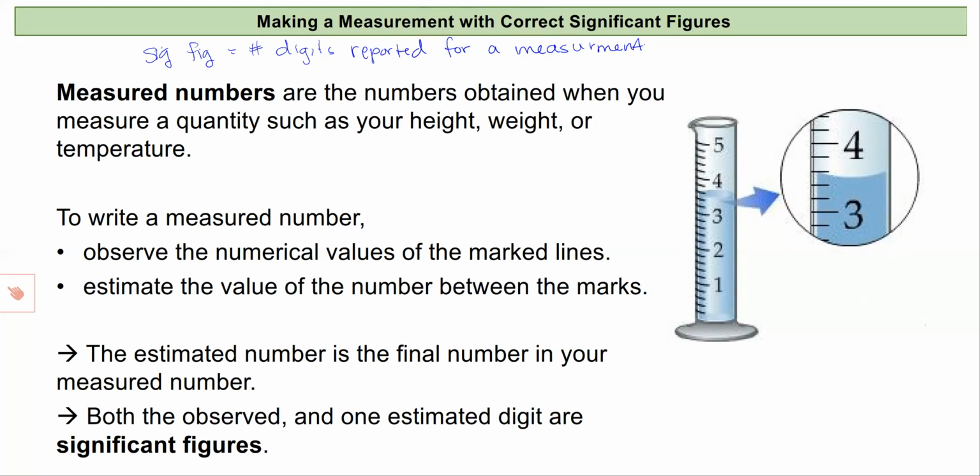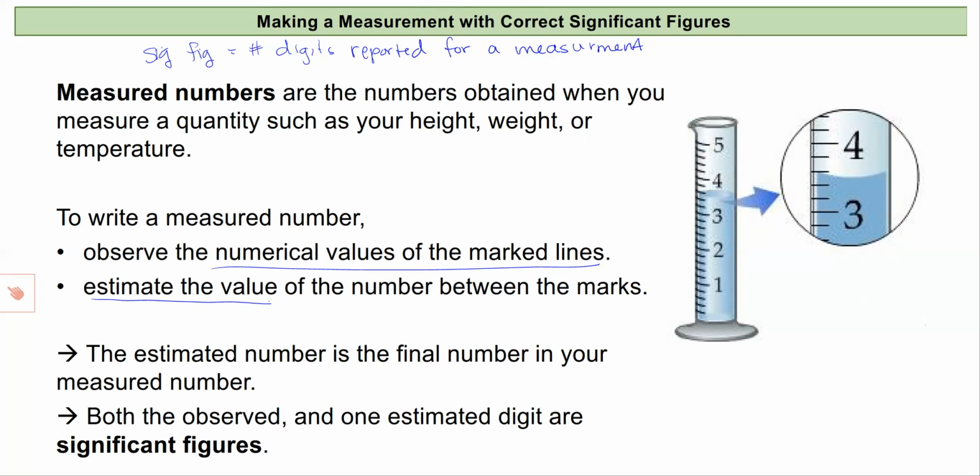So when you measure something like height or volume or temperature, you are going to need to know exactly how many digits to report. And our rule for this is you are going to report the numerical values to the marked line and then estimate 1 digit beyond that. So let's do this with an example because this makes a lot more sense that way.